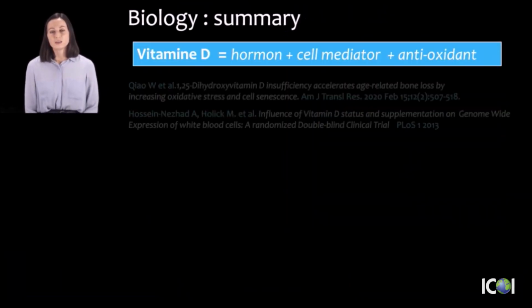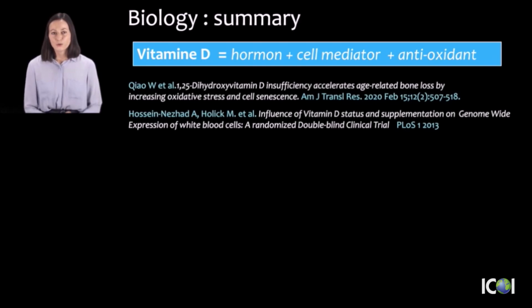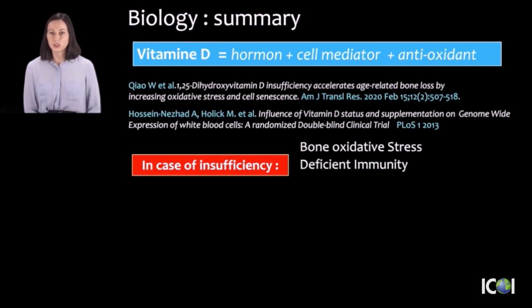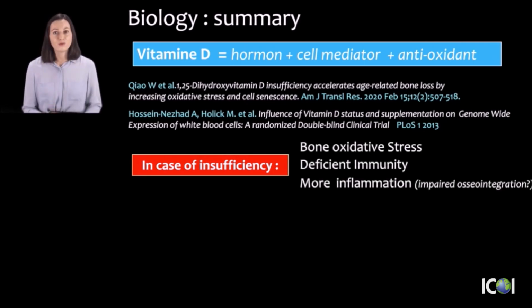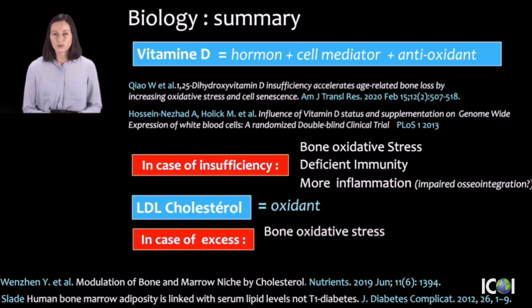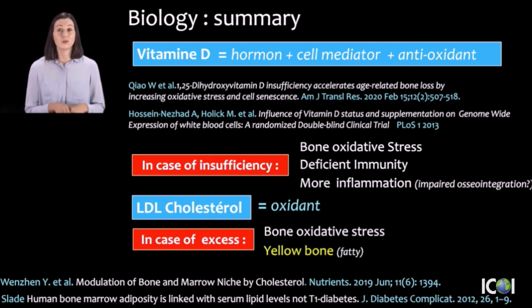To summarize what we said on biology. First, vitamin D. Now you know that vitamin D is a hormone and a cell mediator and acts as an antioxidant. In case of insufficiency, the patient will have bone oxidative stress, a deficient immunity, and more inflammation. And the cholesterol. We know now that the LDL cholesterol, the bad cholesterol, is oxidant. In case of excess, the patient will have bone oxidative stress and a fatty yellow bone.